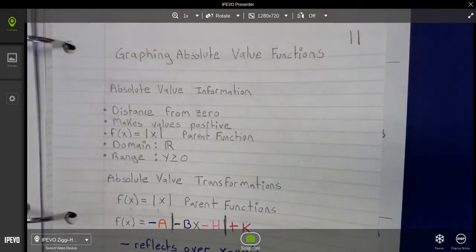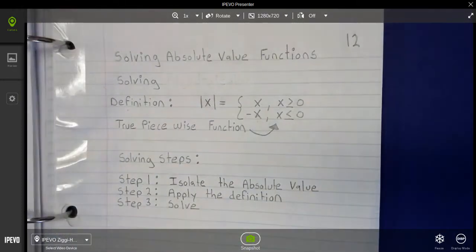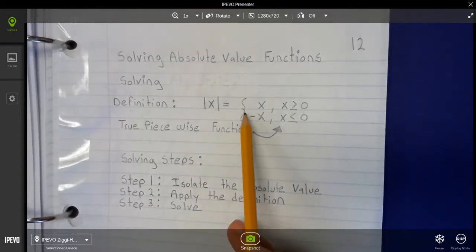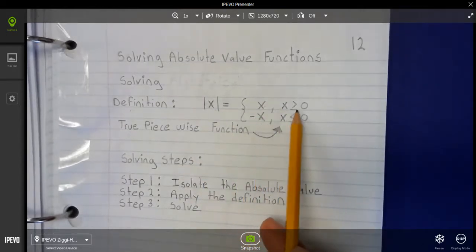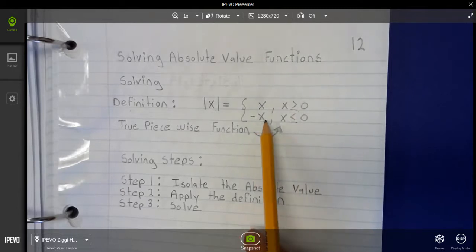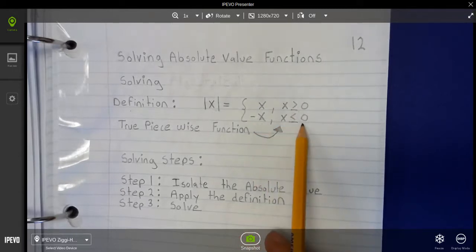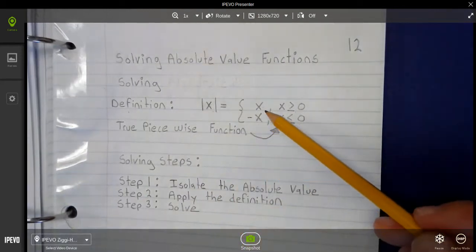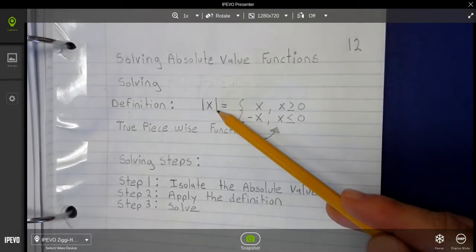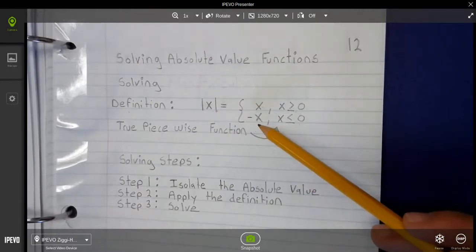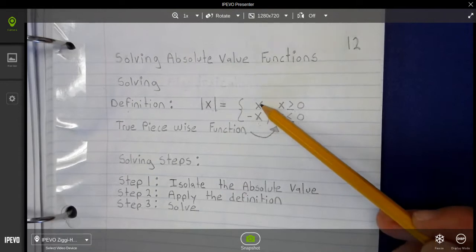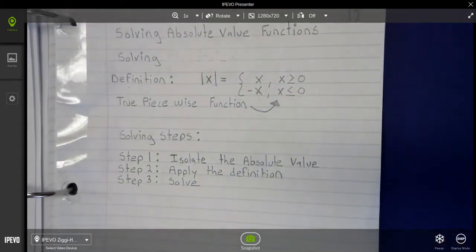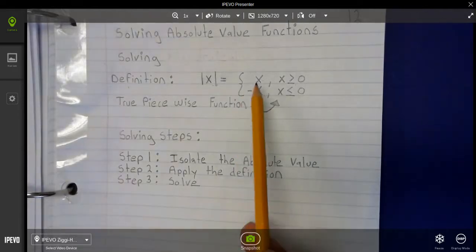With that said, the definition of the absolute value function is x where x is greater than or equal to 0, and -x where x is less than or equal to 0. This is a true piecewise function, because there are two pieces. Let's say x was 5. The absolute value of 5 is 5, and the absolute value of -5 is 5. That's why we have the x and -x.